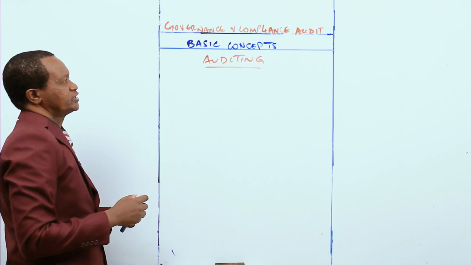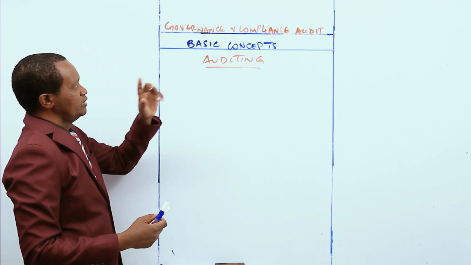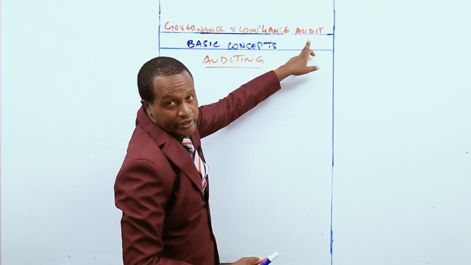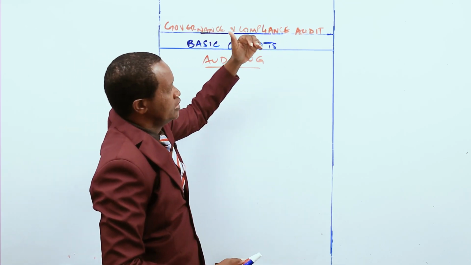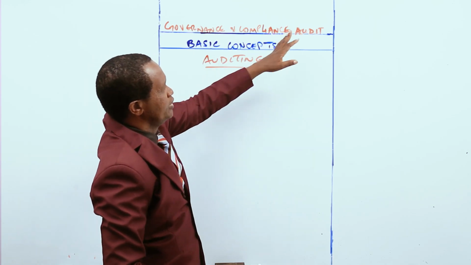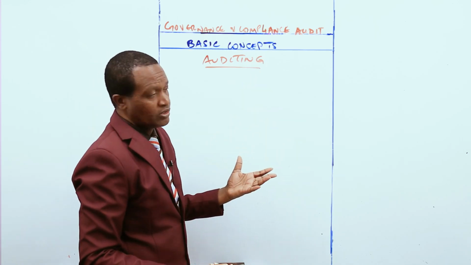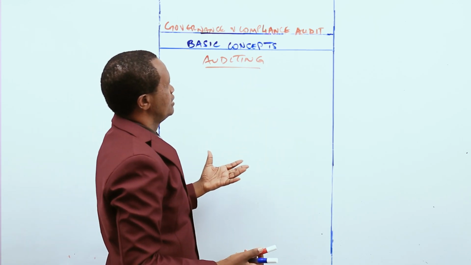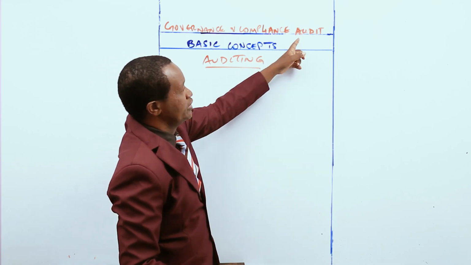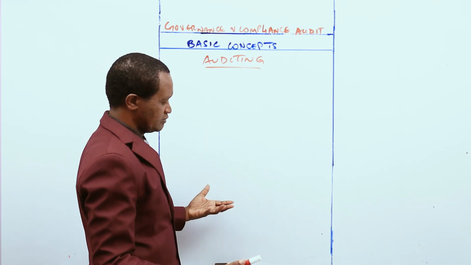The first basic concept is auditing. Now, candidates, in chapter 3, we will define governance and compliance audit. We will do a definition of governance and compliance audit. But for now, we want to get into the general meaning of the basic concepts. One such concept is auditing. What is an audit, or what is auditing?